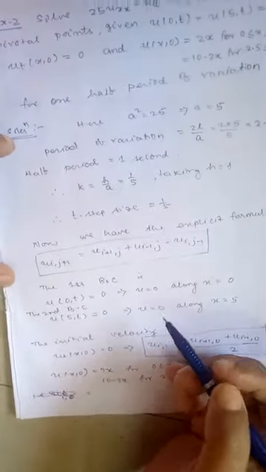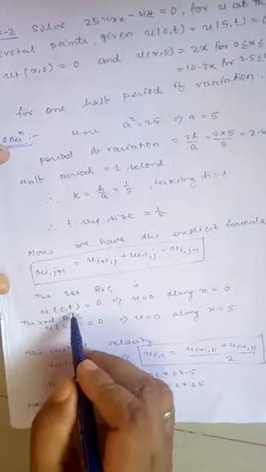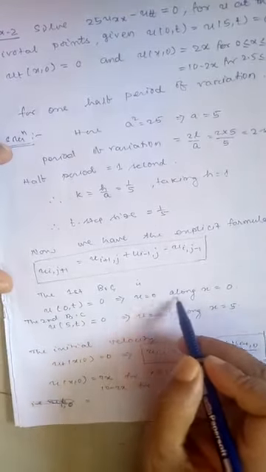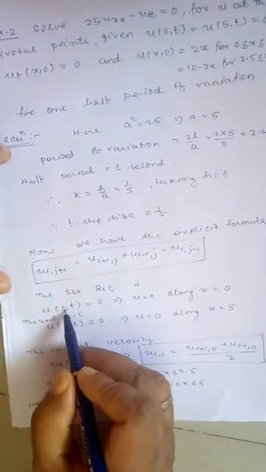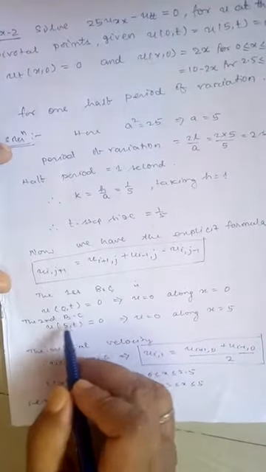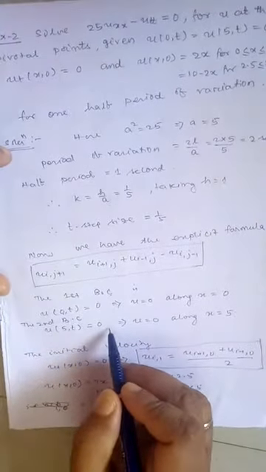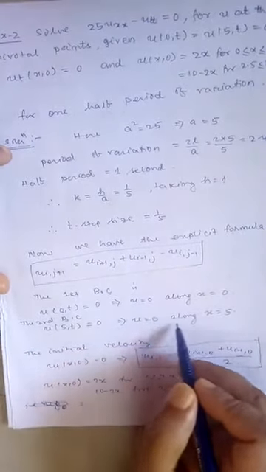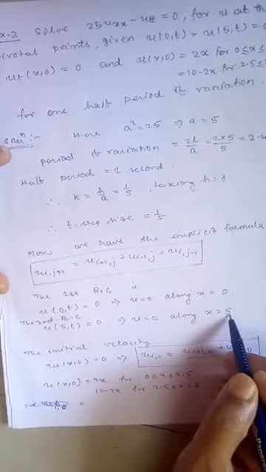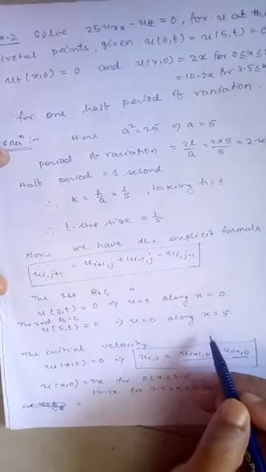So let us see the first boundary conditions. BC means boundary conditions. u(0,t) = 0, that means u is 0 along the line x equal to 0, along the t axis. Similarly the second boundary condition says that u(5,t) = 0, that implies u equal to 0 along the line x equal to 5. So x equal to 5 is the line parallel to the t axis.